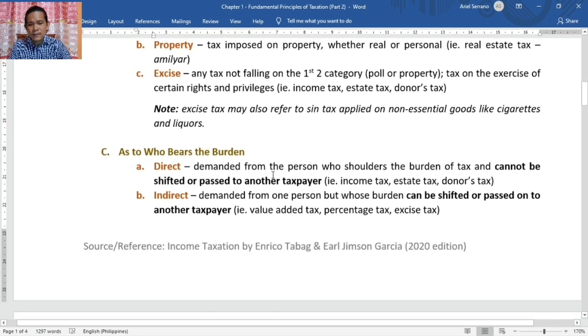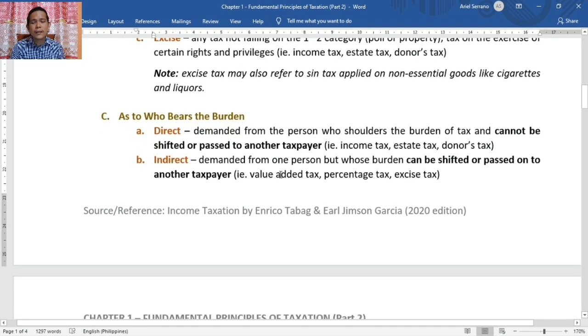Okay, now, sa letter C naman, as to who bears the burden, meron tayong tinatawag na direct taxes at saka indirect taxes. Pag sinabi nating direct taxes, ito ay dinidemand, okay? Sinisingil doon sa tao at hindi niya ito pwedeng ipasa sa iba. Kagaya ng inyong mga personal taxes, yung mga income taxes ninyo. So, ikaw yung magbabayad doon, so liable ka to pay the tax due. Samantalang, pag sinabi naman natin na indirect tax, okay, it is demanded from one person, pero it can be shifted upon or it can be passed to another taxpayer. At yung pinaka-common nito ay yung ating value-added tax. So, halimbawa, ikaw ay isang entrepreneur.